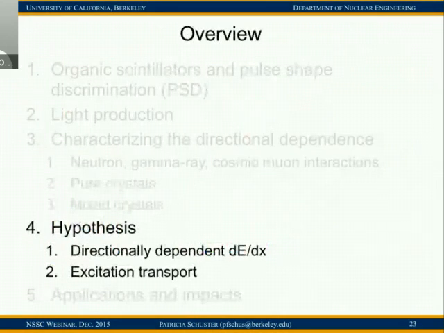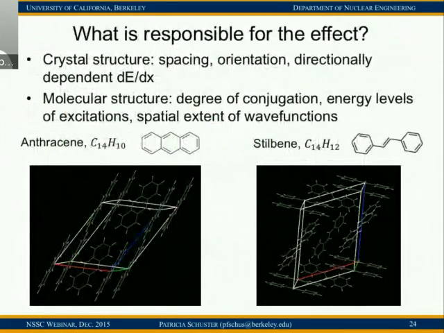So lastly, I just want to touch on the hypothesis for this mechanism. What is responsible for the effect? I've mentioned that these materials all have different crystal structure, which will impact the transitions and energy transfer. So spacing, orientation of the molecules. And then there's the question, could there be a directionally dependent dE/dx? So as the proton recoil direction changes, is it depositing a different amount of energy per distance? You can think about channeling effects, where if it just happens to go into a range, where it's in this nice little window between molecules, maybe it can travel farther.